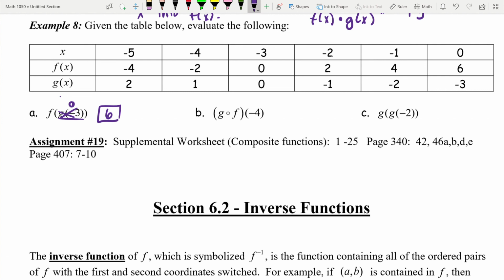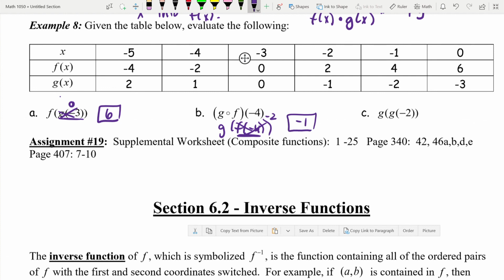Okay, let's do another one. This one here is g of f of -4. Let's find f of -4. Watch, guys. Go to an x value of -4. Move to the f of x. What do you get? -2. Now you find g of -2. Now -2 is an x value, guys. So go to an x value of -2. Go down to g of x. What do you get? -1. Who says I'm with you?